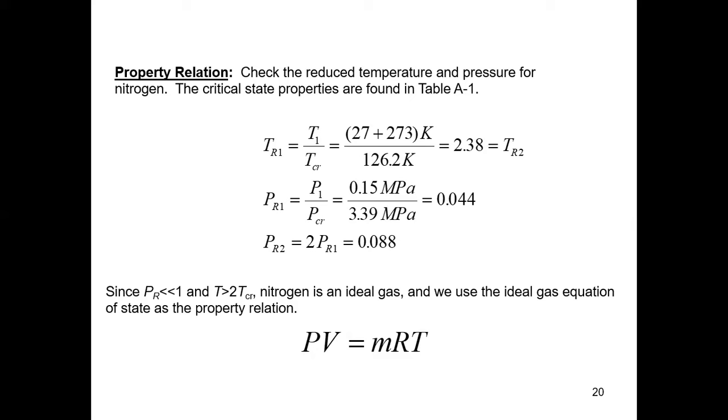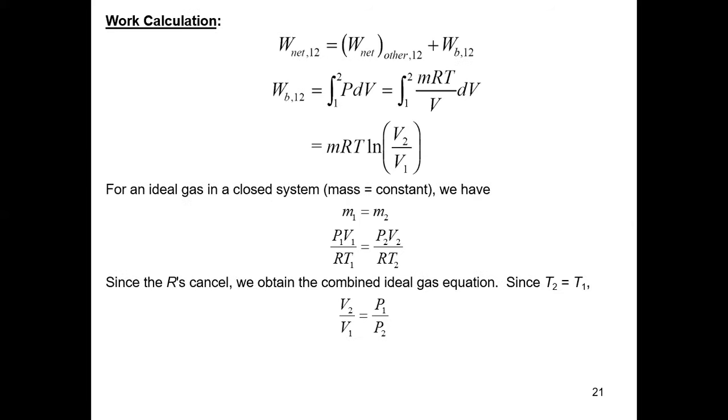Nitrogen is an ideal gas because PR is small and T reduced is greater than twice the T critical. And we use the ideal gas equation of state as the property relation. We use PV equal to MRT. Plug it in the equation, find the work of compression.